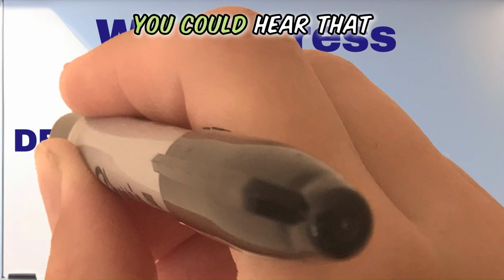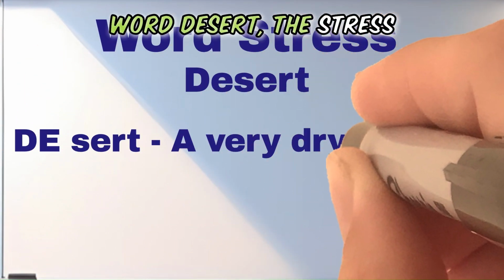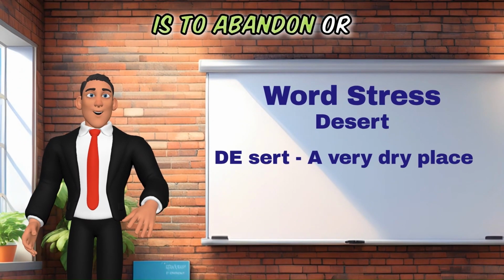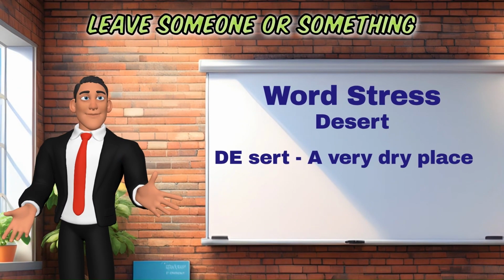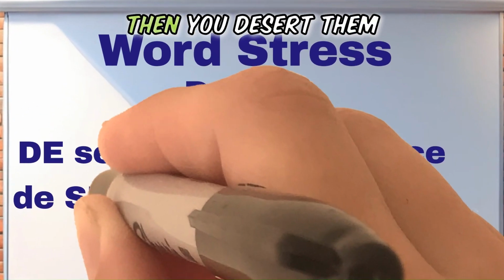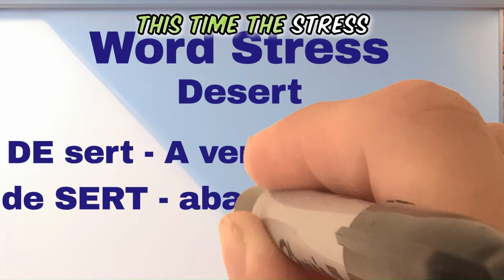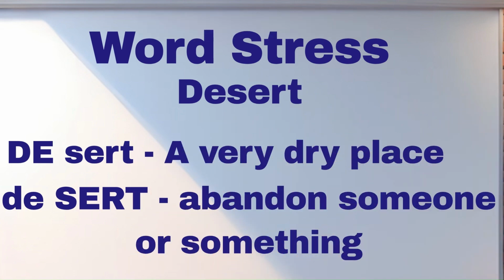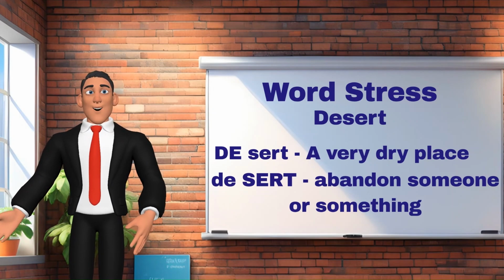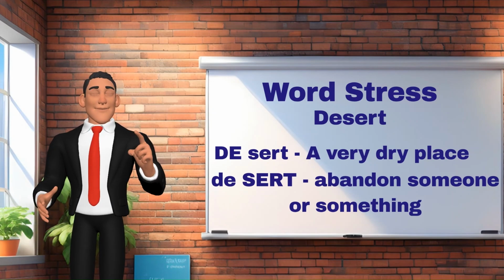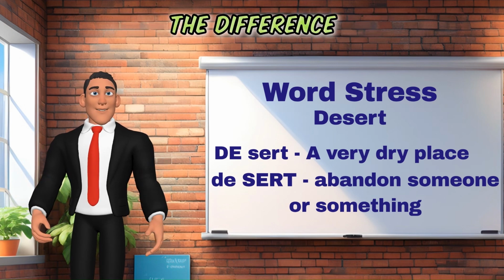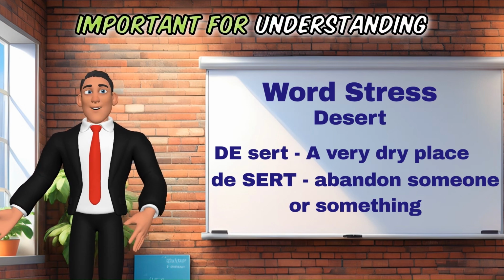And I hope that you could hear that when I said the word desert, the stress was on the first syllable. Now the next word is to abandon or leave someone or something. Do you know the word for that? If you abandon someone, then you desert them. This time the stress is on the second syllable. Listen again to both of the words. Desert, desert. And once again. Desert, desert. Hopefully you can hear the difference. It is small but important for understanding.